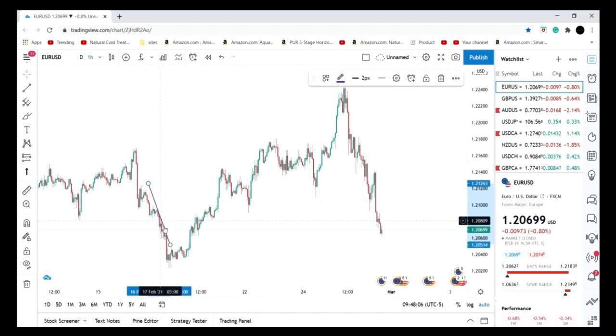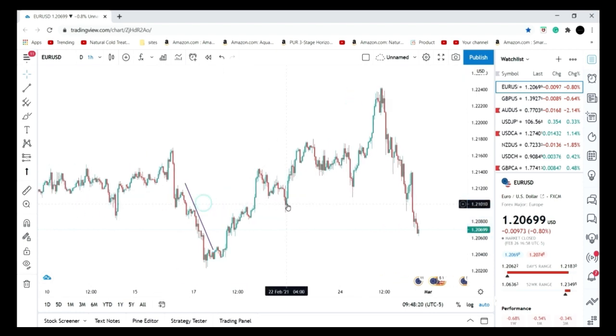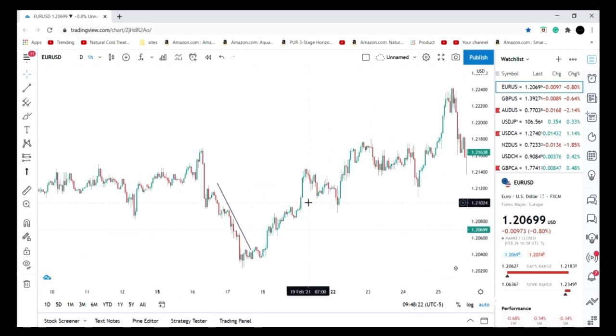Let me draw this. We broke this trend line. Guess what? The short-term trend is to the upside now. We make higher highs with small pullbacks. Now look at this pullback right here. Would you consider this a deep pullback? It's a pullback you probably don't want to deal with.